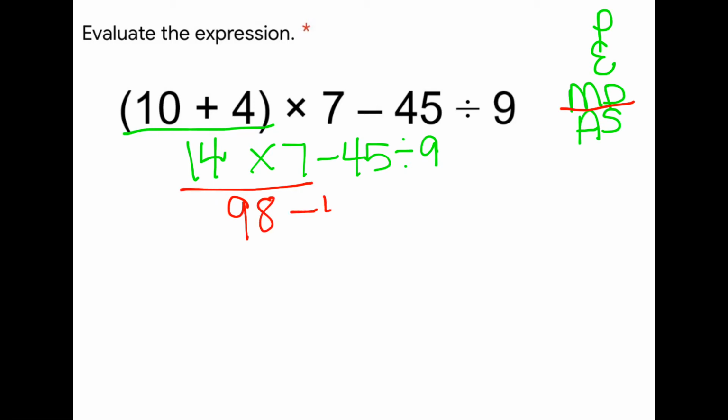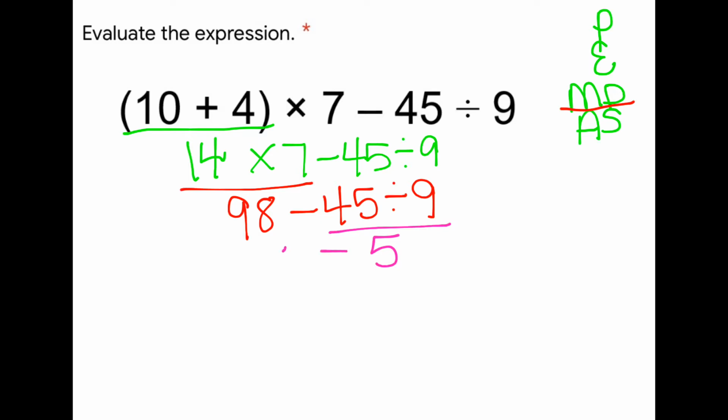We now need to write the rest of our problem. We have two operations left, subtraction and division. According to PEMDAS, division comes before subtraction. So our next step we are going to underline is 45 divided by 9. I will give you a moment to solve 45 divided by 9. All you have to do is type these in your calculator. Those of you that got 5, you are correct.